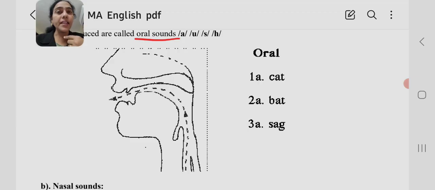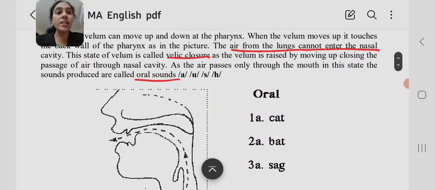The air from the lungs is coming out of your mouth. Bat. Again the air is coming from the lungs through the mouth outside, not through the nasal cavities. So these sounds are called oral sounds. The very word oral, the mouth.